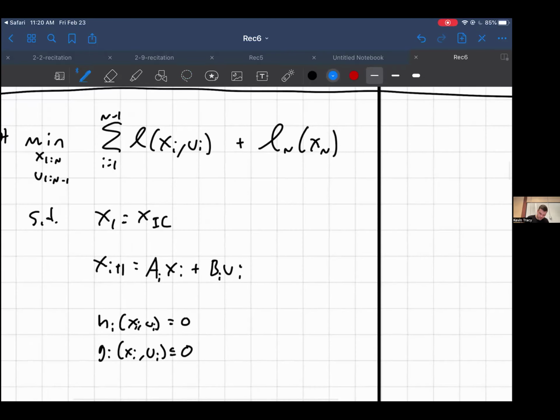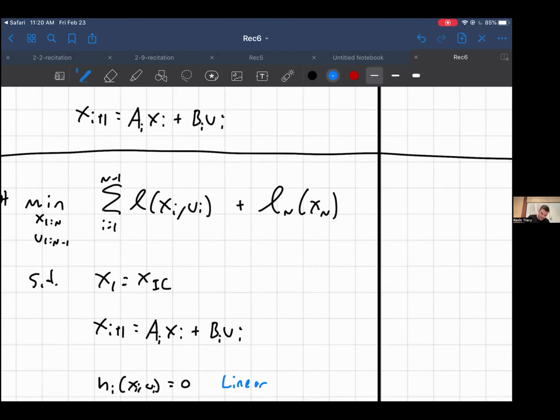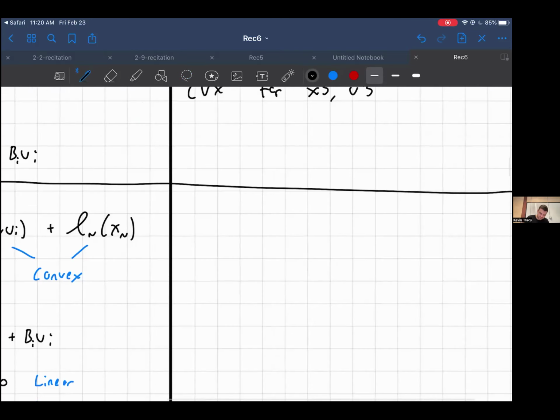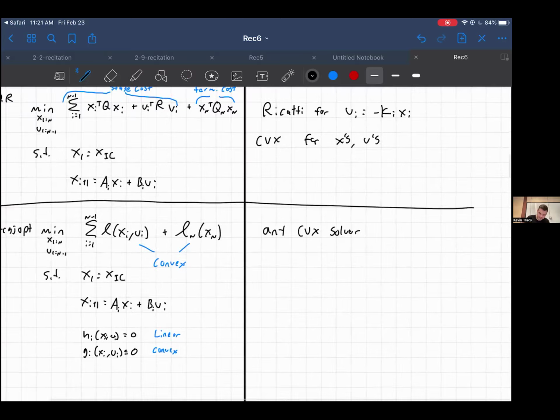And then I'll say the equality constraint must be linear, the inequality constraint must be convex, and then these two must be convex. And to solve this, we can use any convex solver. And now the caveat here is that it must be able to handle the constraints. So I can't use a linear program solver to solve a quadratic program, and I can't use a quadratic program solver to solve a second order cone program. So you can't just use any solver. You have to use any solver that can handle the constraints.